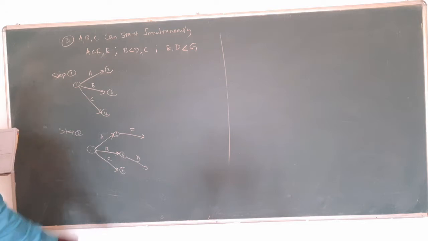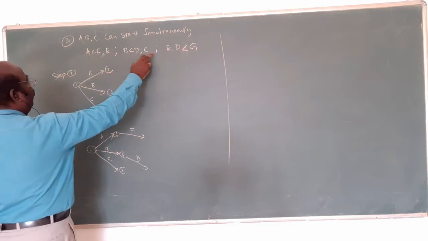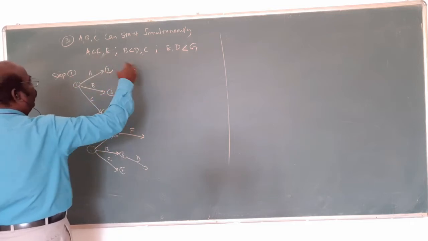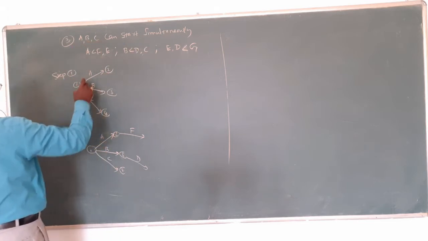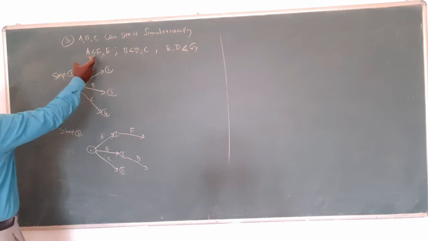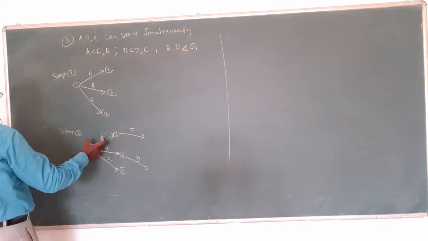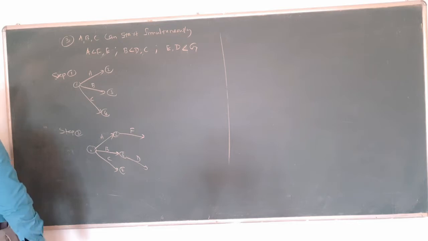The first one is A less than F, less than E; B less than D; C, E, D less than G. This is the condition. A, B, C can start simultaneously. That's why A, B, C. 1, 2, 3, 1, 4. Next one, the before F is A. That's right. That's F.